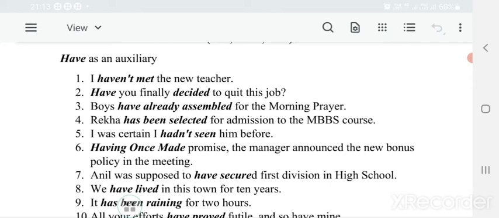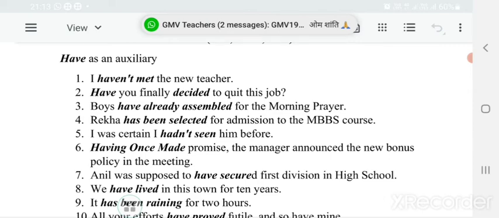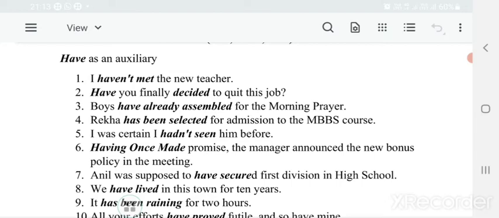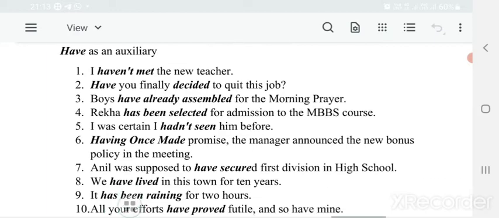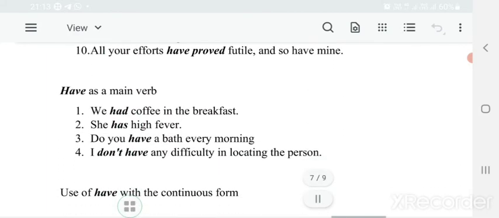Boys have already assembled for the morning prayer. You see, have already assembled is the auxiliary form, the auxiliary helping verb here. Have and already and assembled. So have is the auxiliary and assembled is the main verb, and already is modifying it. Rekha has been selected for admission to the MBBS course. I was certain I had not seen him before. So all these sentences are there for your general practice.